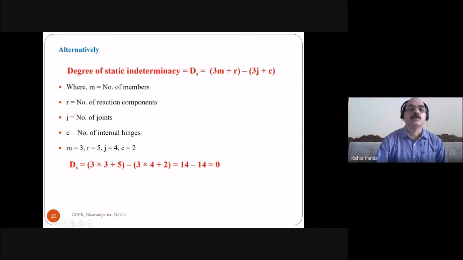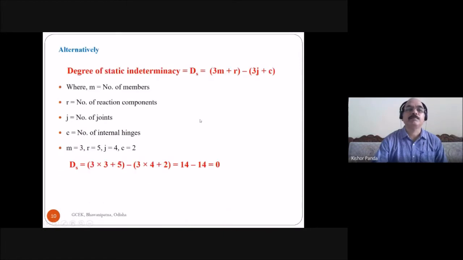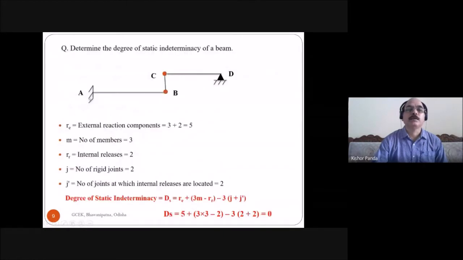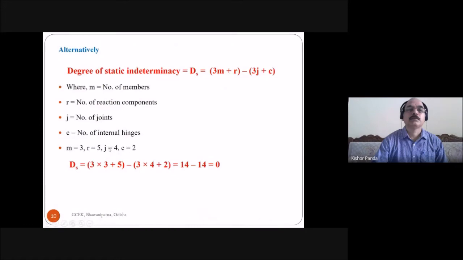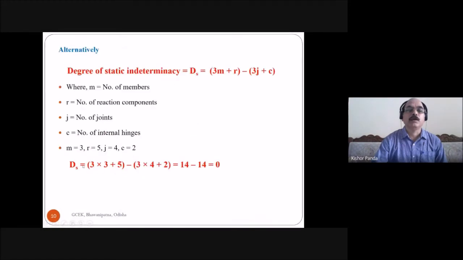So here the number of members is 3. Then reactions: 3 plus 2, 5. Then joints: 4, 1, 2, 3, 4. Then C is equal to 2. Here 1, here 1. C is 2. Then you can find out the degree of static indeterminacy is equal to 3 into 3 plus 5 minus 3 into 4. So this is equal to 0. So these are the methods you can use to find it for a beam.